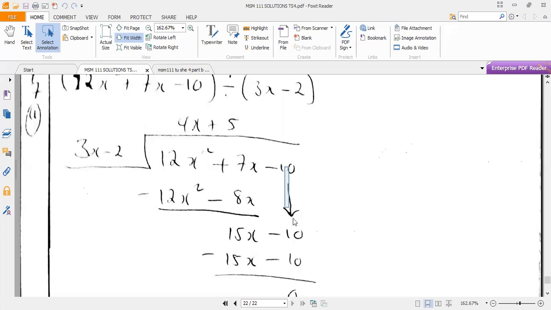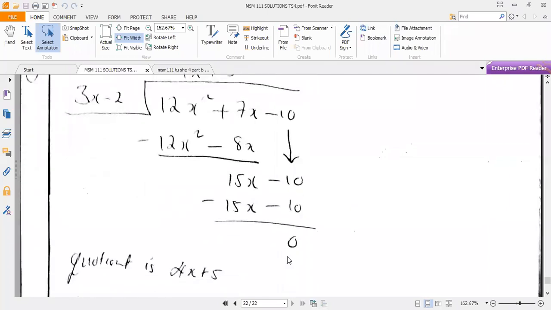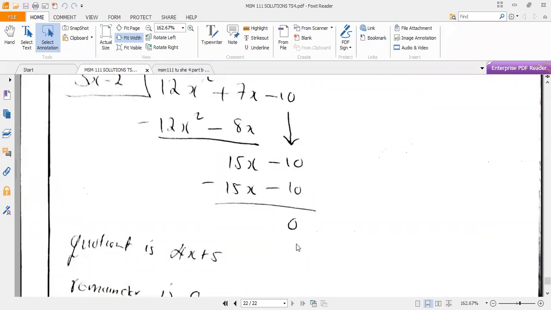We drop down this 10 which remained there, so it becomes minus 10 as well. So when you subtract, this 15x will cancel. It will be negative 10 minus negative 10 again. Negative and negative is positive, so negative 10 plus 10 is simply 0. So in this polynomial of ours, we don't have a remainder. The remainder is 0 here, there is nothing.